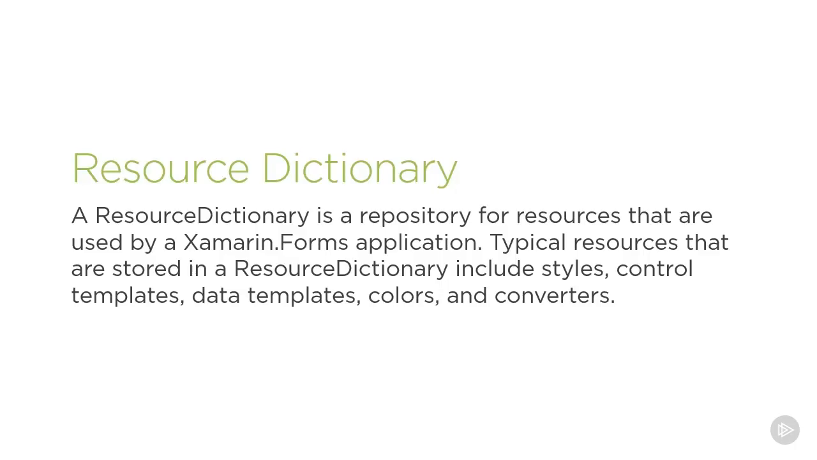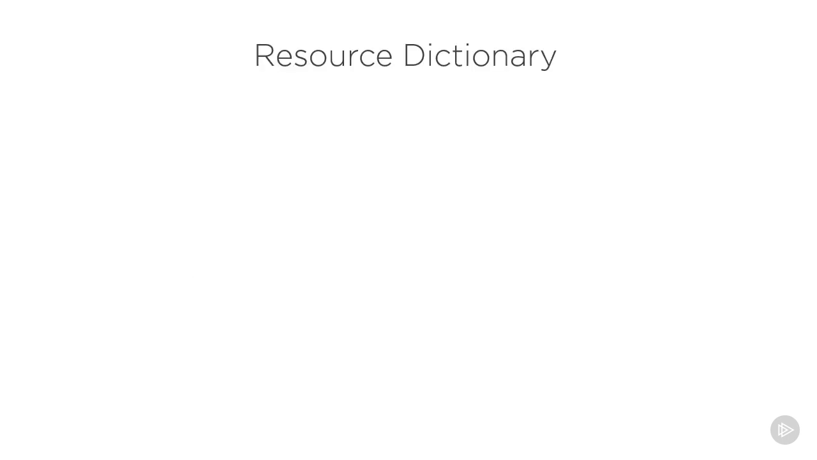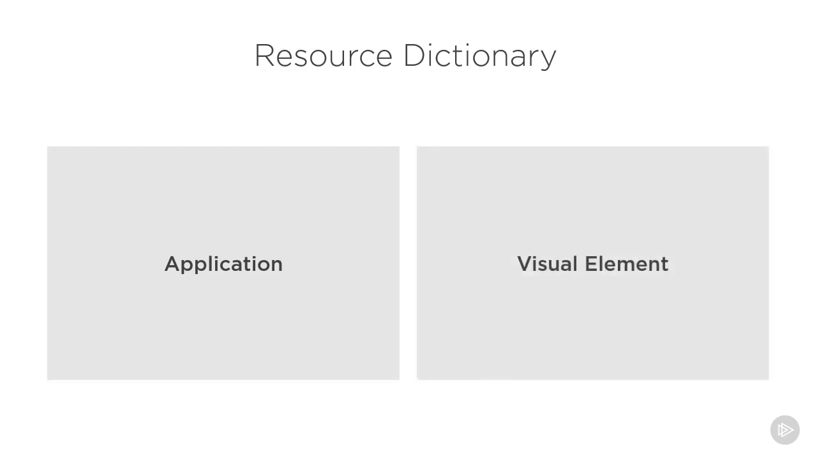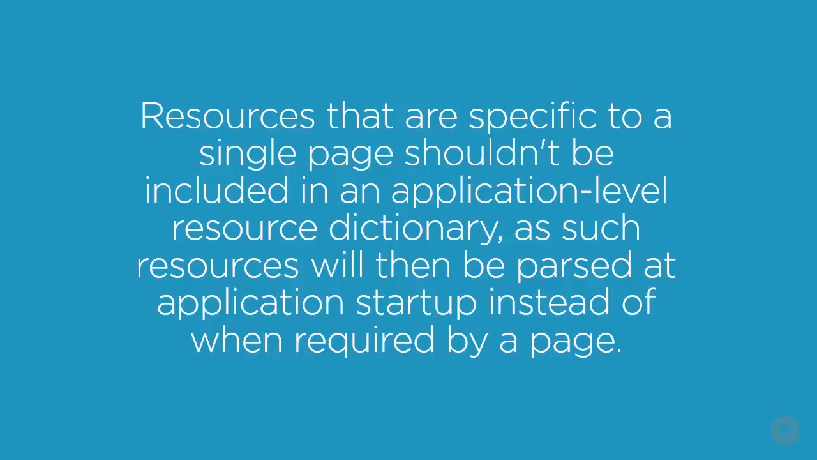A resource dictionary is a repository for resources that are used by a Xamarin Forms application. Typical resources that are stored in a resource dictionary include styles, control templates, data templates, colors, and converters. Resources are defined in a resource dictionary that is then set to one of the following resource properties: the resource property of any class that derives from application, or the resource properties of any class that derives from visual element.